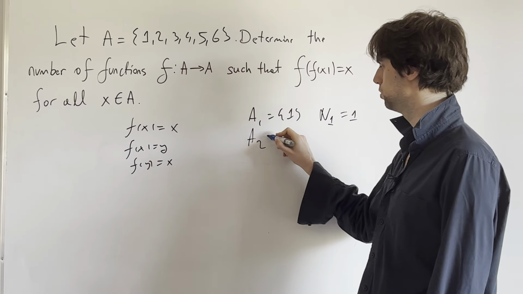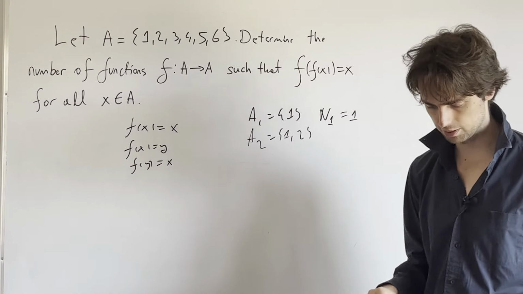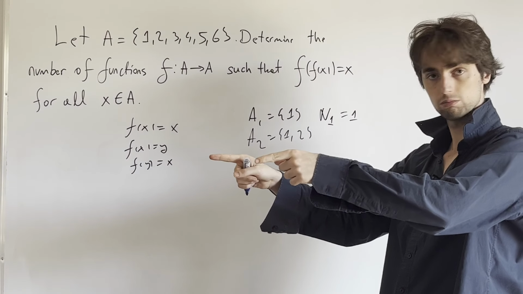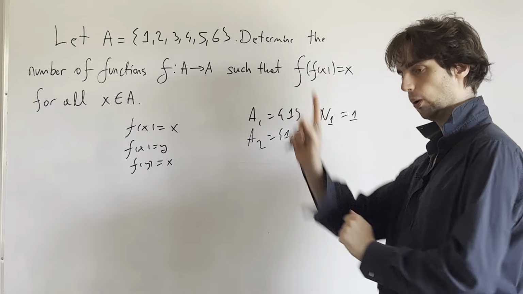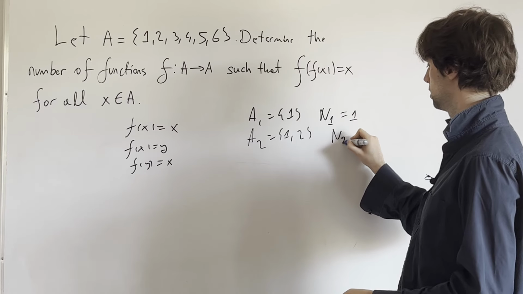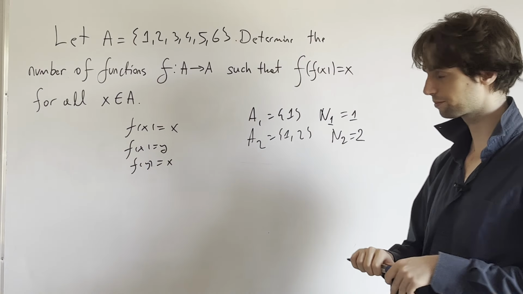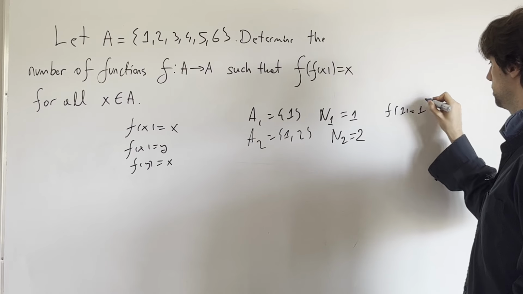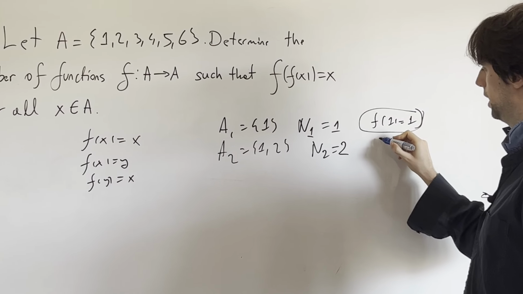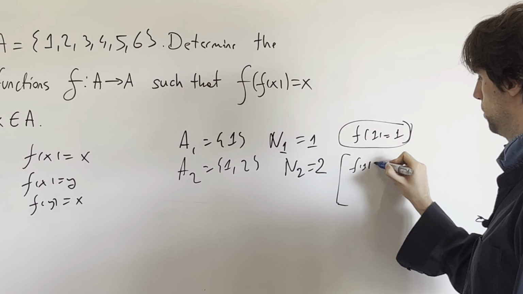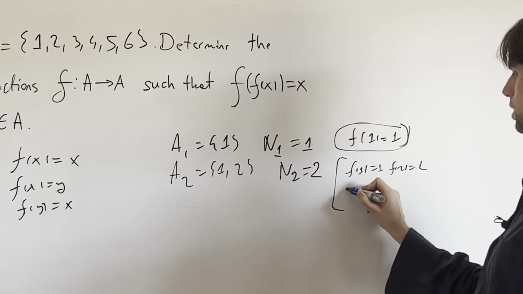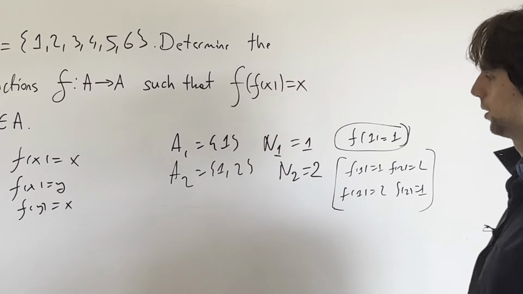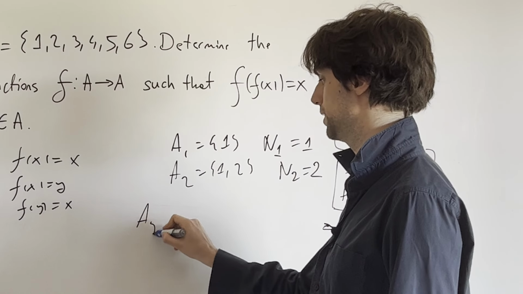Okay, let's go to set A2. How many functions do we have now? Well, we have the function that takes 1 to 1 and 2 to 2, and the function that takes 1 to 2 and 2 to 1. So that gives us a total of 2 functions. Maybe I can also say f of 1 is equal to 1, this is one function, this is our solution. And then here our solutions are f of 1 is 1, f of 2 is 2, and f of 1 is 2, f of 2 is 1. Okay, now let's go to the set with 3 numbers.